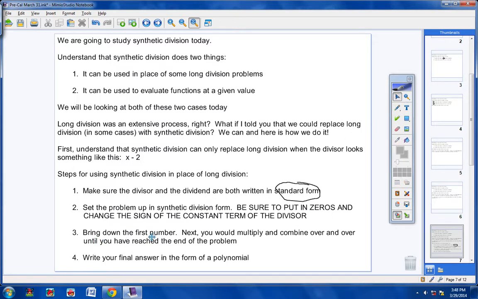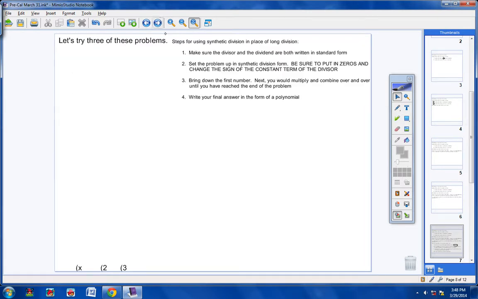Number three, bring down the first number. Next, you would multiply and combine over and over until you have reached the end of the problem. I will teach you how to do that. Step 4, write your final answer in polynomial form. I will teach you how to do that, okay? All right, moving on.